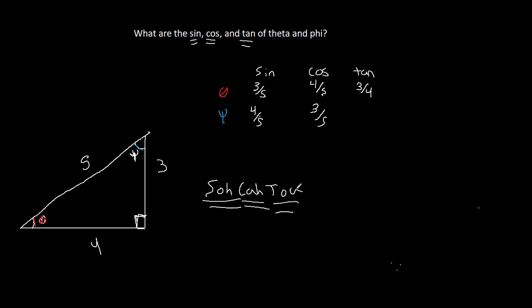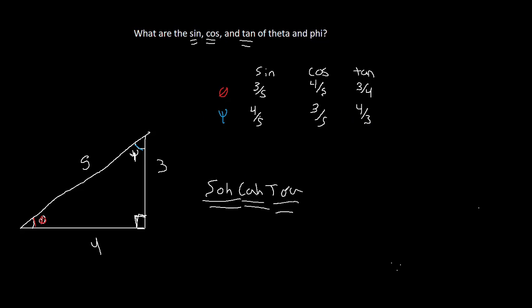What about TOA? What about the tangent, right? Opposite over adjacent, right? That's what the O and the A stand for. So if we look at this, the opposite side of phi is still 4. And the adjacent side to phi is still 3. So opposite over adjacent is going to be 4 over 3. Right? So hopefully that made sense.